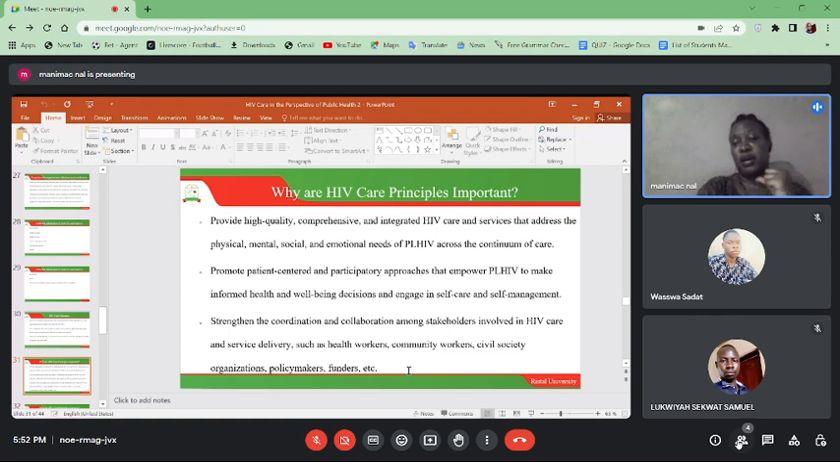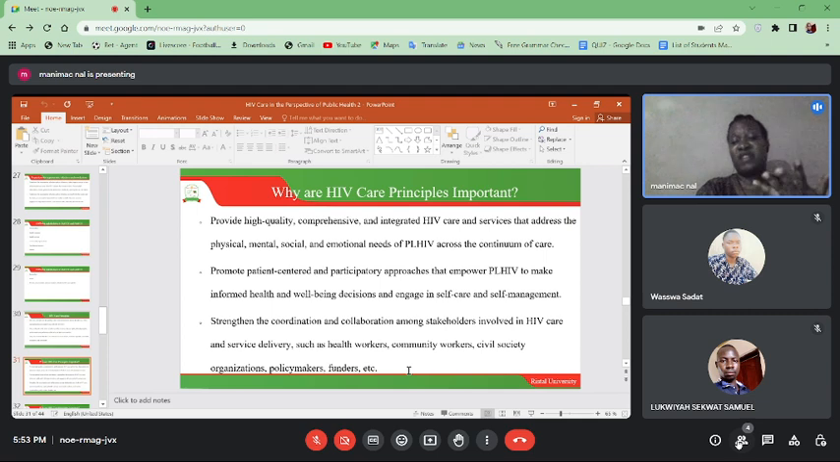Furthermore, it is important because it strengthens coordination and collaboration among stakeholders involved in HIV care as well as service delivery, such as health workers, community workers, and any other stakeholders. So we need to strengthen our coordination and the way we collaborate with them.